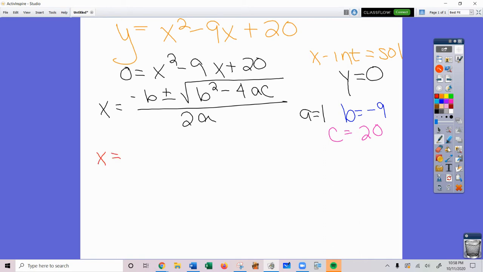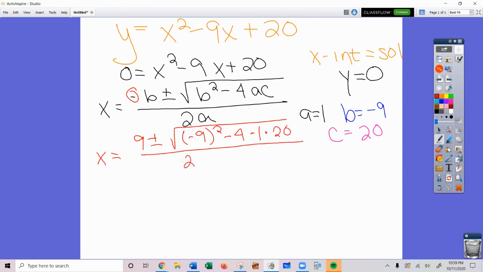And c equals 20. So when we start plugging this into the quadratic formula, we are going to say x equals, and what is the first number we should be writing down? We should have said positive 9, right? Because the negative of negative 9 is positive 9, plus or minus the square root of negative b squared minus 4 times a, which is 1, times what? We should have picked 20, all over 2 times 1.